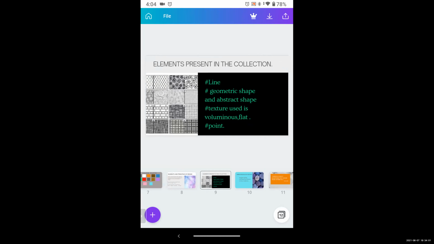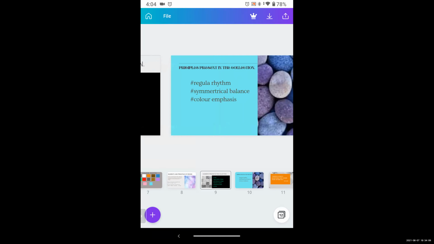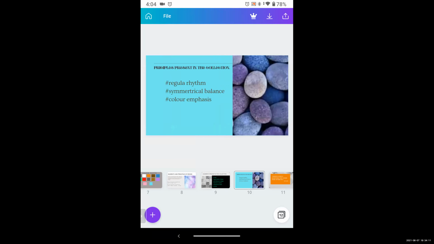So the elements of design present in the collection I saw are line, shape, texture, volume, flat, point, and rhythm. The principles are regular rhythm, symmetrical balance, and color emphasis. Thank you.